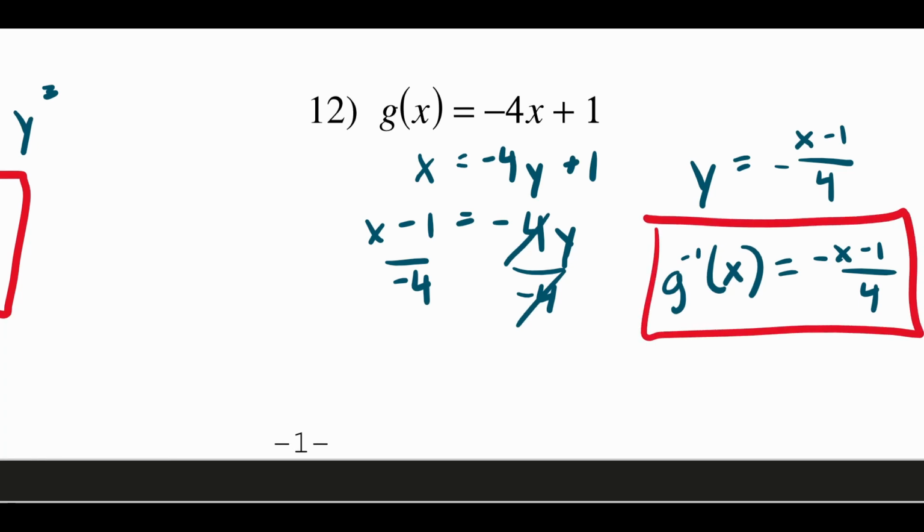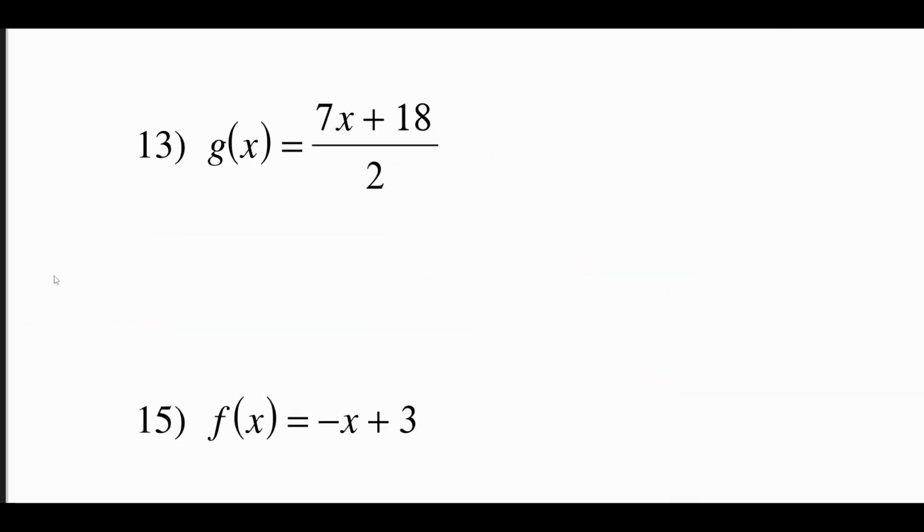And if you're looking at the answer key, you may see that they've broken this fraction up into negative x over 4, or negative 1/4 x plus 1/4. Either is perfectly fine. Let's move on to number 13. In number 13, 7x plus 18 over 2, we're going to swap that x and y. So we're going to have x equals 7 times y plus 18 over 2. Next, solve for y. Once we solve for y, we just write it in function notation.